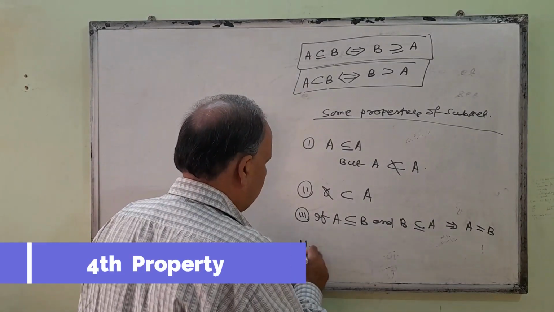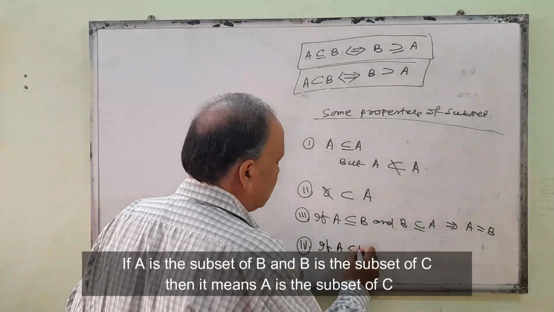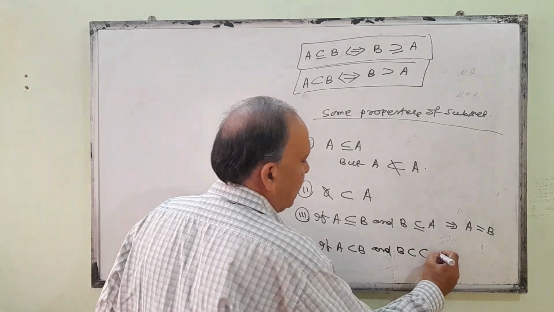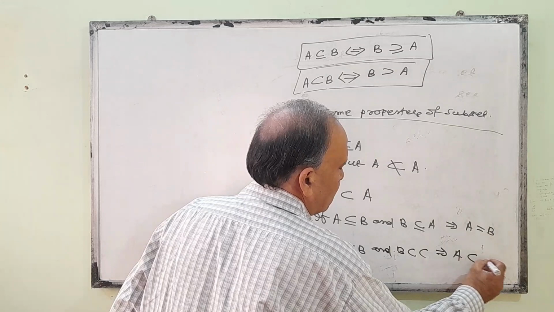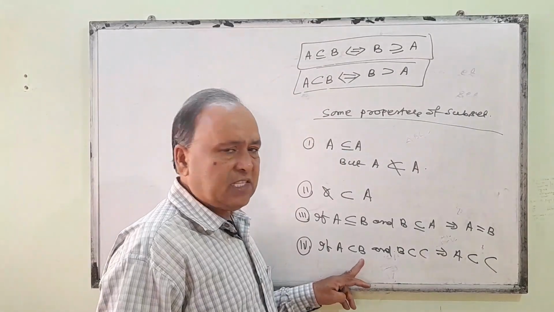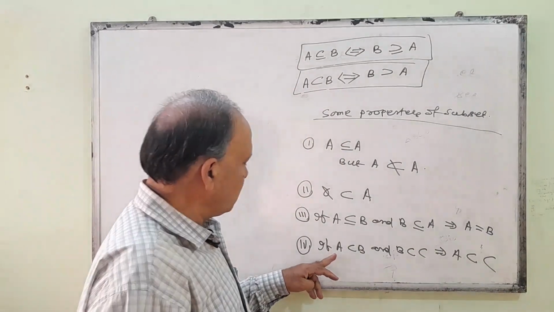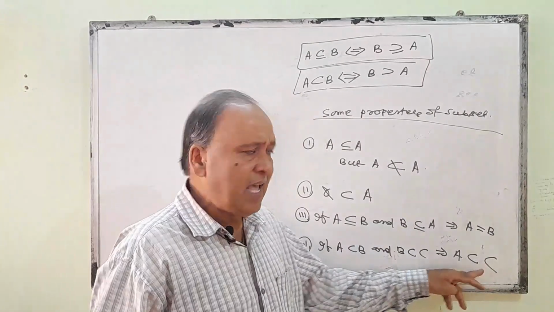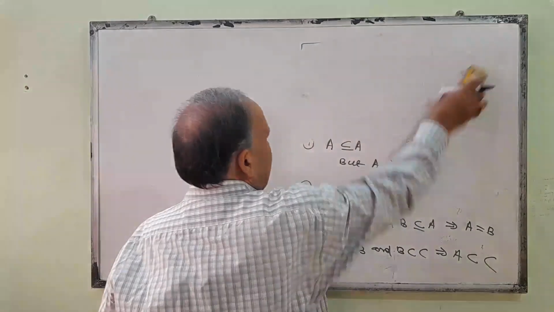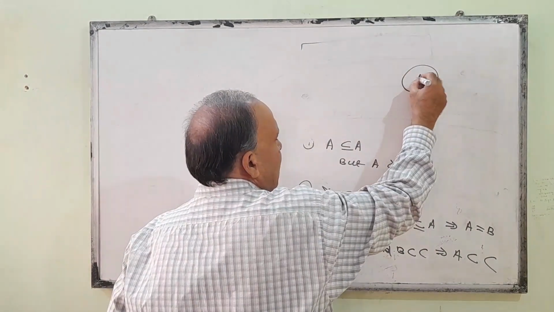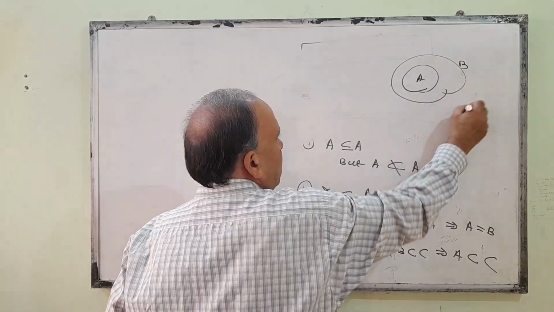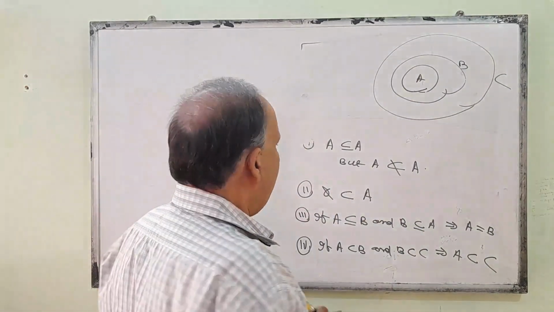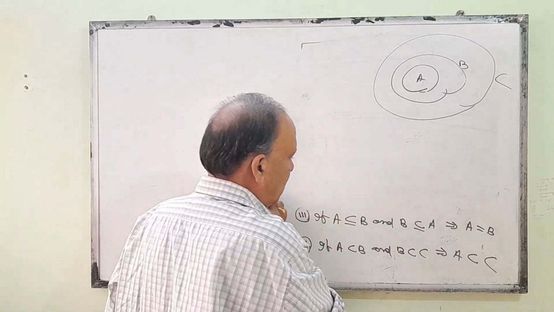And your fourth property: if A is a subset of B and B is a subset of C, this implies that A is a subset of C. If A is a subset of B, that means A is inside B, and B is inside C. Then we can say A is inside C. In the diagram you see, A is inside B and B is inside C, so A is inside C. How can you prove it? Logically you prove it.